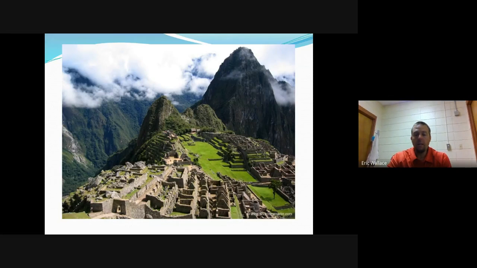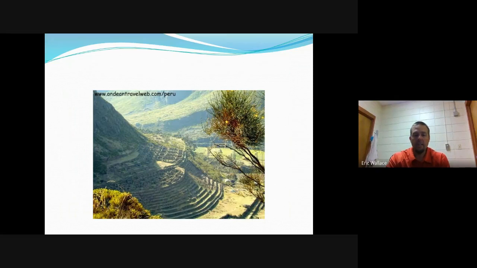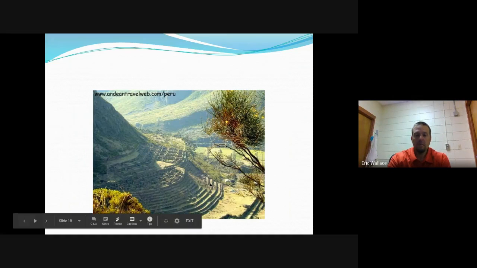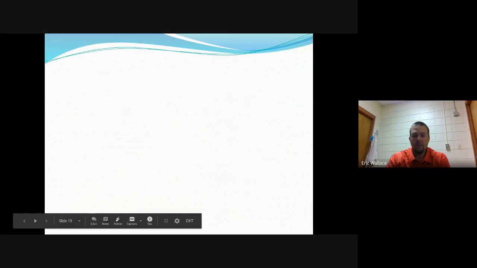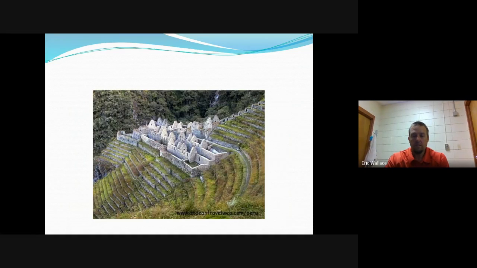Machu Picchu, way up in the Andes Mountains, and you can kind of see some of the terraces here where they grew their crops. Just another picture of some Incan terraces, these steps. Their crops would be grown along here. And again, another set of ruins, another city. You can see the terraces.